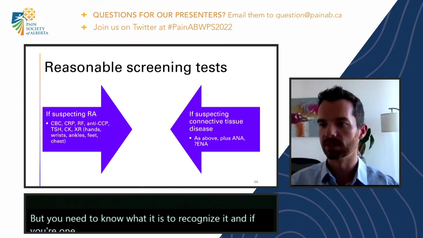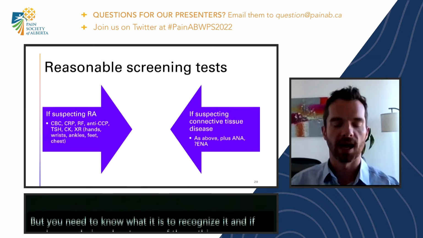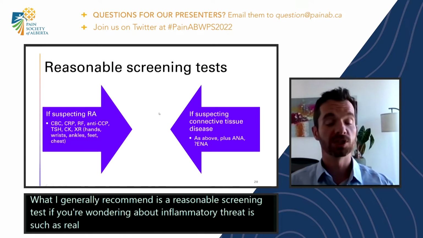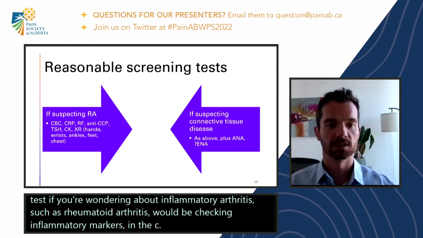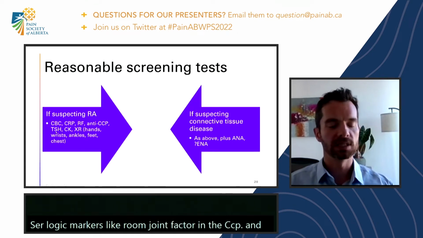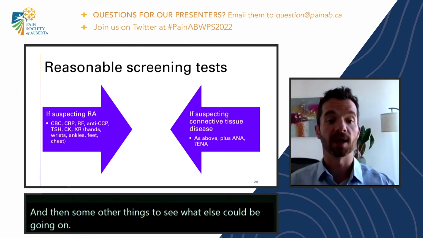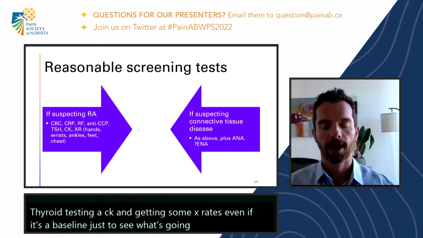And if you're wondering about some of these things, what I generally recommend is a reasonable screening test. If you're wondering about inflammatory arthritis, such as rheumatoid arthritis, would be checking inflammatory markers and the CBC to see is there inflammation there. Serologic markers like rheumatoid factor and the CCP, and then some other things to see what else could be going on, thyroid testing, a CK, and getting some x-rays, even if it's as a baseline, just to see what's going on in the joints.